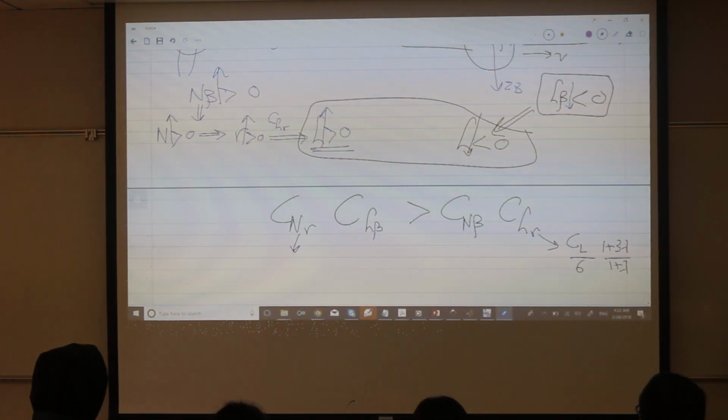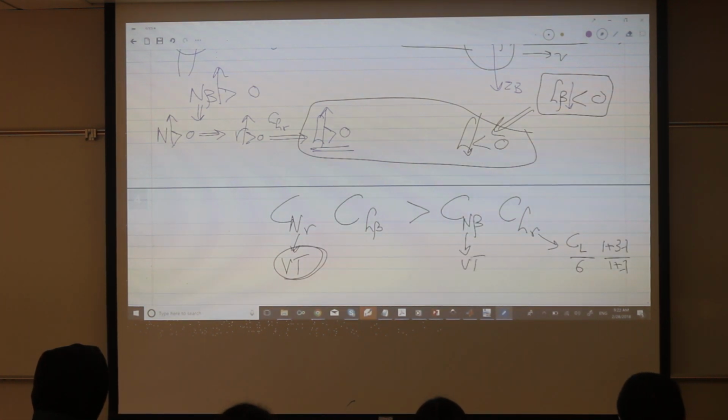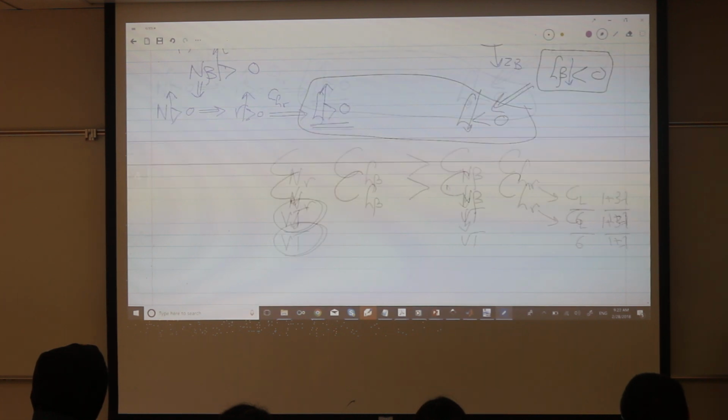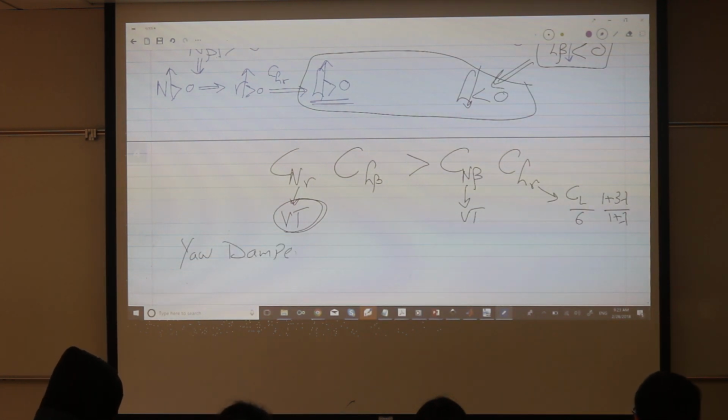This is yaw damping. So how can I increase the CNR? Increase the vertical tail. But increasing the vertical tail will increase this guy by the same amount. You didn't do anything. So the only solution to this problem is to increase the CNR artificially. This is called a yaw damper, and every modern airplane is equipped with a yaw damper.